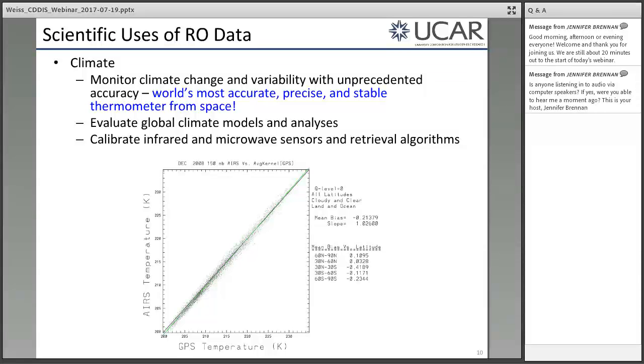The RO technique has, in a nice phrase coined in the community, been described as providing the world's most accurate, precise, and stable thermometer from space. And the technique now has existed and provided data sets for more than 20 years, starting with the GPS-MET mission back in the mid-90s. So you're getting to a point where you can really contribute to climate analyses, models, and studies.